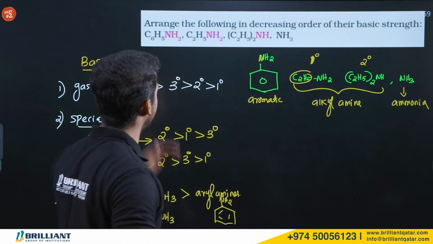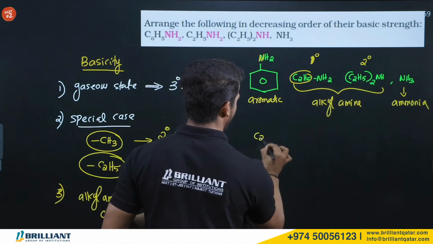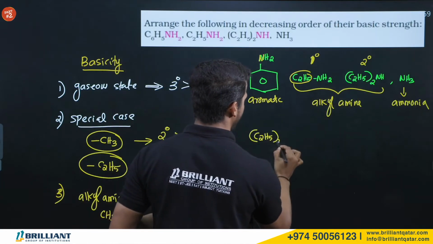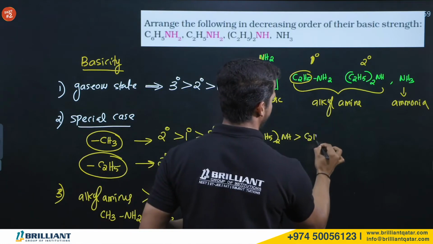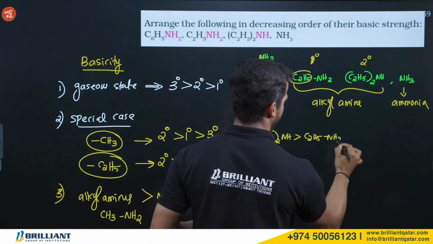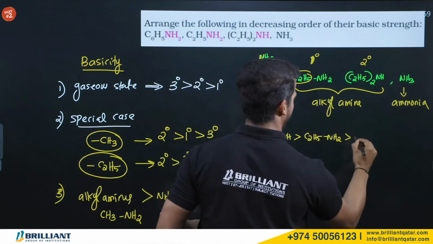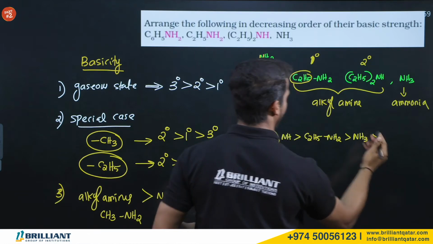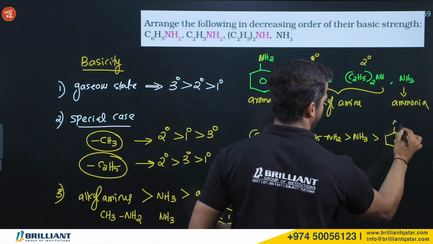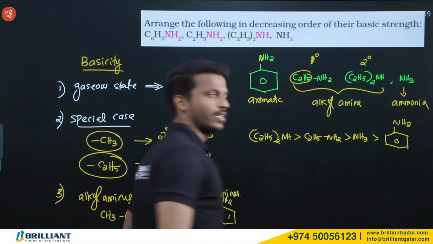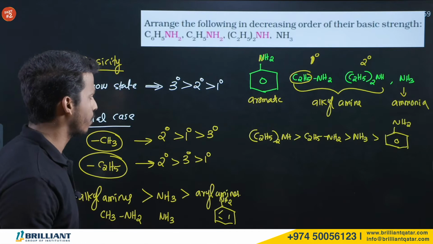So the question: arrange the following in decreasing order. This is the more basic one, so (C2H5)2NH is more basic than C2H5NH2. After alkyl amine, ammonia is more basic. Therefore ammonia, and the least basic is aromatic amine, that is our aniline here. Is it clear to everyone? Let us discuss the maximum questions for your examination in the upcoming questions.